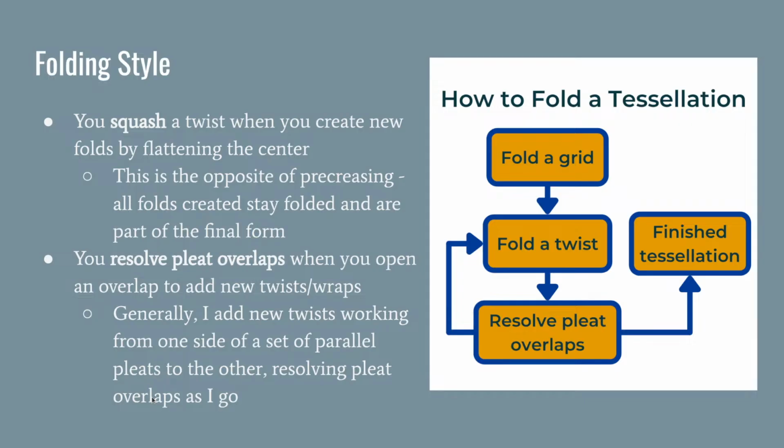And generally the way this works is I have a set of parallel pleats on the pattern that I'm working on, and I work from one side to the other. So I add a twist, this sends a pleat through the rest of the set of parallel pleats, and I work my way down, resolving one pleat overlap. It shifts the overlaps down, add another twist, resolving an overlap, it shifts the overlaps down, and you go all the way down until you have no more overlaps.